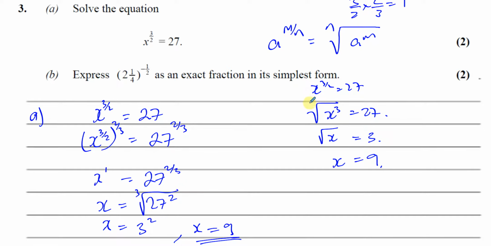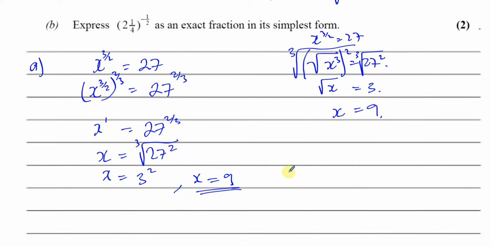So that's finding the square of this to get rid of the square root, and finding the cube root of this to get rid of the cube. So the cube root of 27 is 3, and 3 squared is 9. Same thing as what we did here. I personally prefer to think about it like this: just raise this to the power of its reciprocal, it becomes 1, and you do the same to the other side, and then write it in index form and get your answer. So there's the answer to 3A.